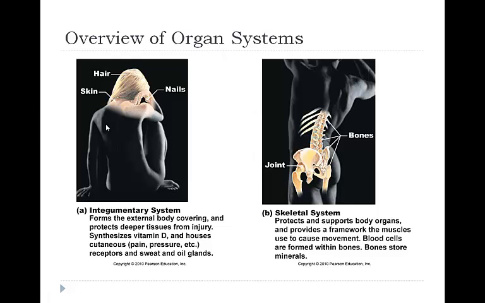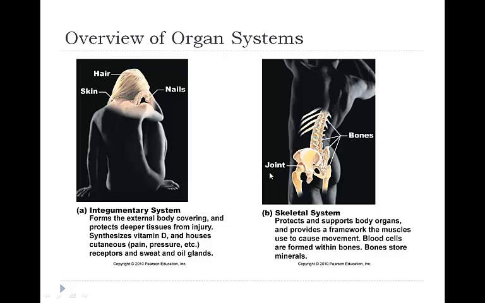So what are our different organ systems? First one, your integumentary system. This is basically your coverings. This is your skin, your hair, and your nails. It is there to separate you from the outside world and protect you from dangers of the outside world, basically.